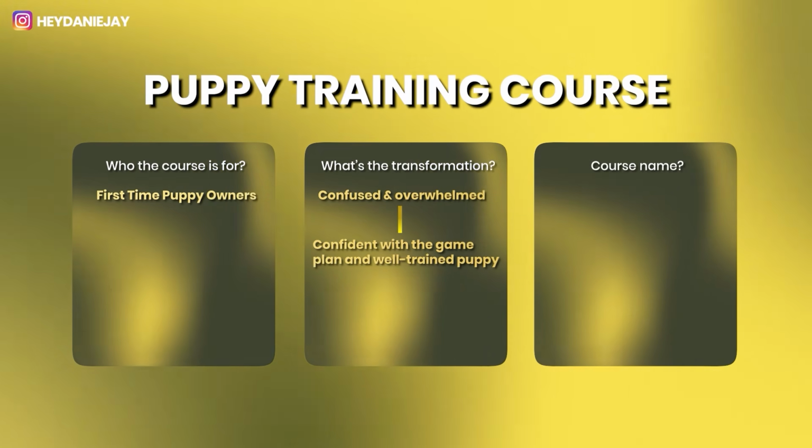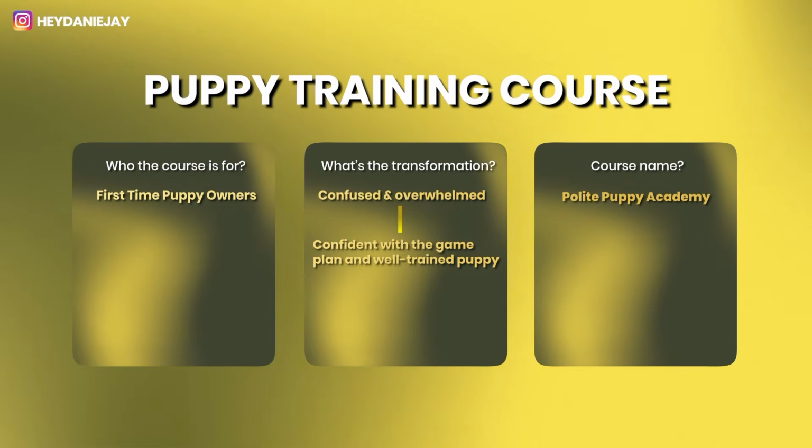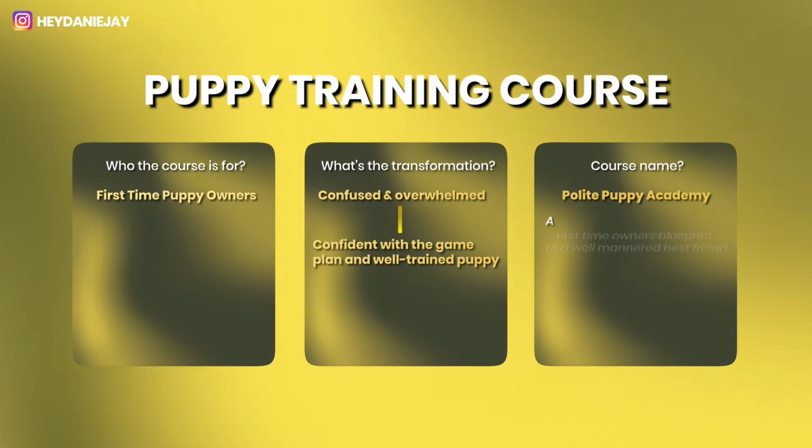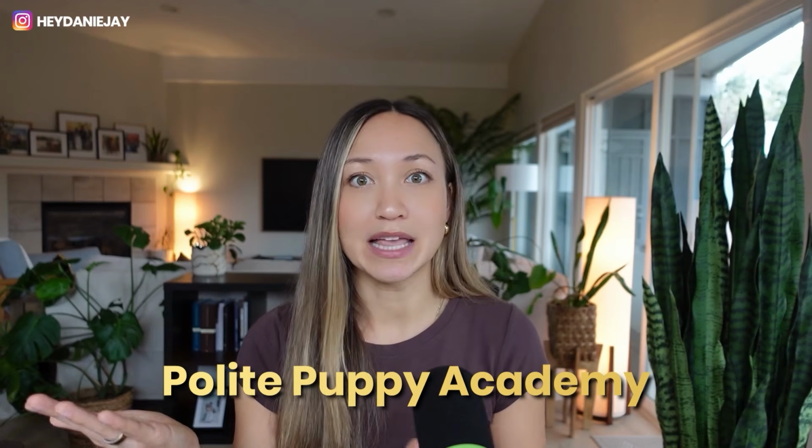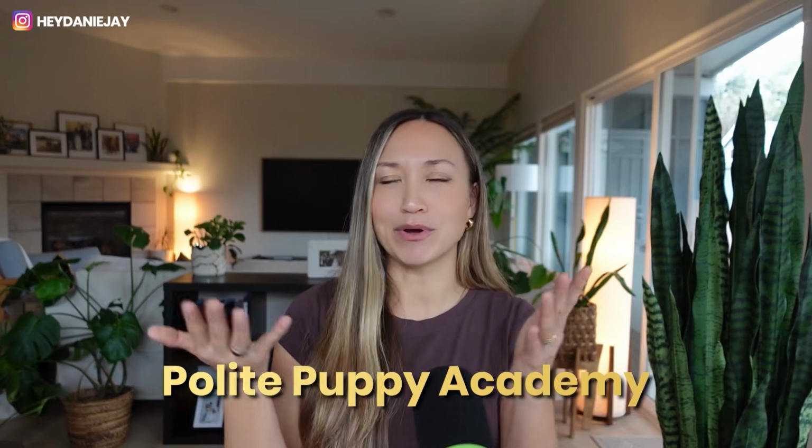And a course name that I could use to combine these things together would be the Polite Puppy Academy, a first-time owner's blueprint to a well-mannered best friend. Ooh, like I would totally buy that course. Obviously, I would mainly refer to this course as the Polite Puppy Academy, or PPA, if I wanted to have a fun acronym, but that tagline could be really helpful to use in all of my marketing materials.